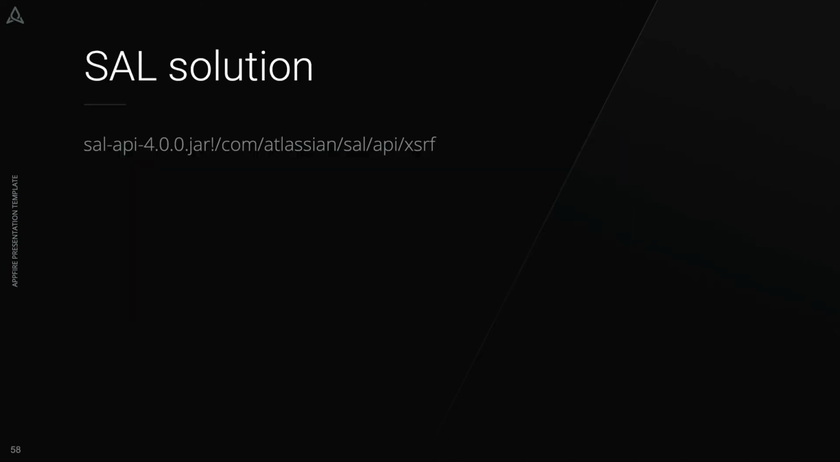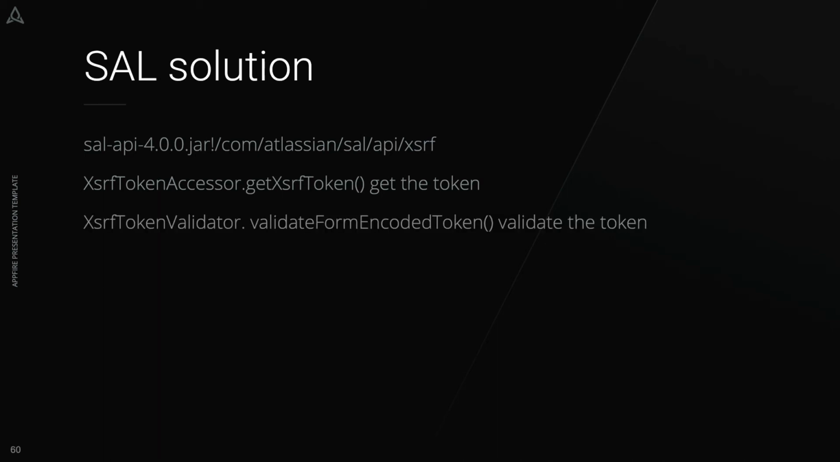How can you implement it? First of all, you can use the SAL solution. It's the SAL API, and it means that this solution can be used for all plugins. It means that you will have the same solution for everything. How to implement the SAL solution? You need to use the XsrfTokenAccessor interface to get the XSRF token, and then XsrfTokenValidator to validate the form encoded token. That's what you have to do. I have an example in Bitbucket. Let's have a look at it.